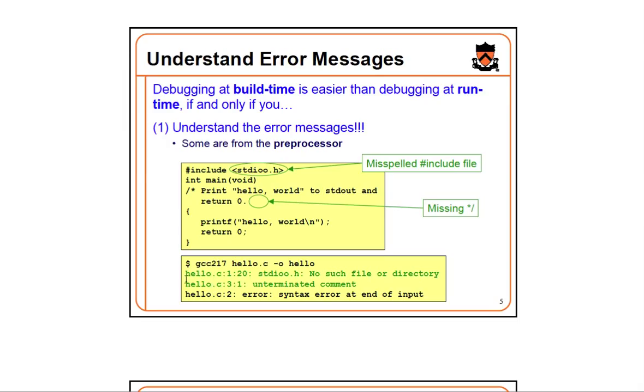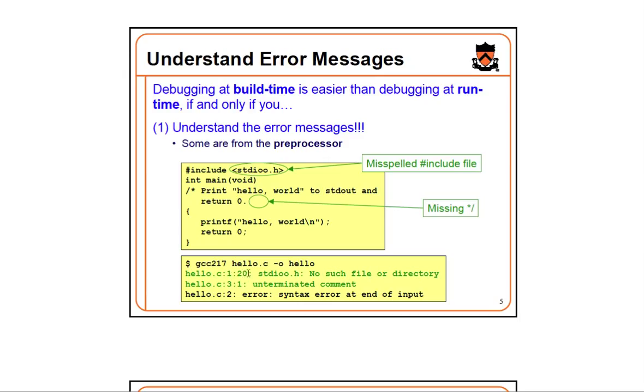So let's look at these. Okay, hello.c 1:20, no such file or directory. That one should be pretty obvious. You look at that and go, oh, I have an extra letter. Unterminated comment is also fairly self-explanatory. So these are ones where it's pretty much telling you what to do. It's also telling you the line number and approximately the character number on that line. So this says it's in the file hello.c, and that's important to recognize when you have more than one file. It's on line 1 around column 20.